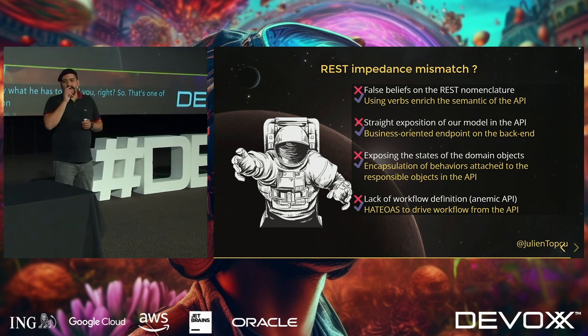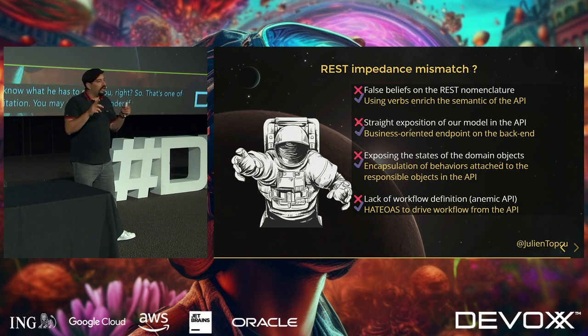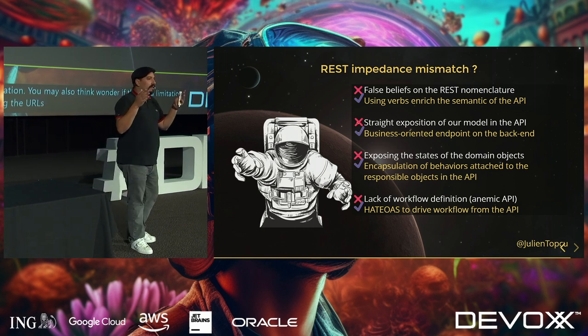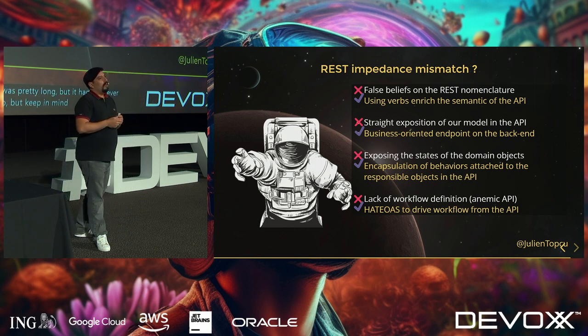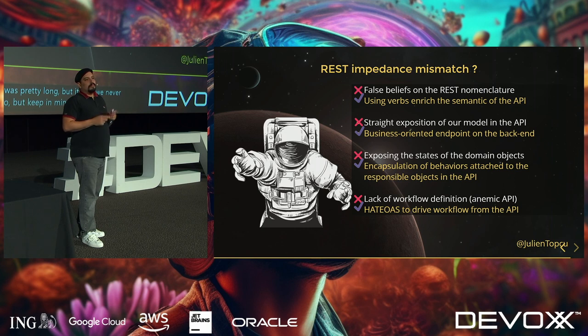You may also wonder if there is a limitation regarding the URLs. It has one, but I have applied this in production at Expedia. The URL was pretty long, but we never reached the limit. But keep in mind that the URLs have a limit as well.